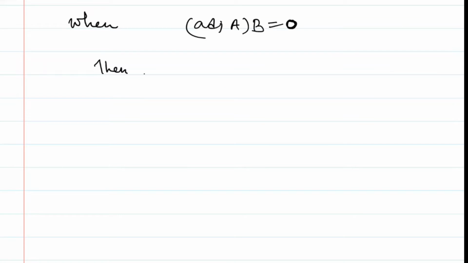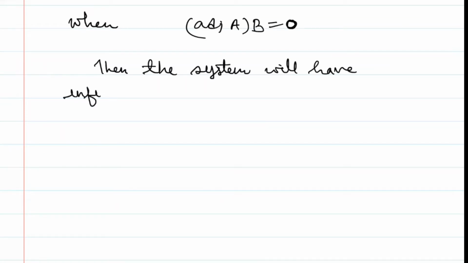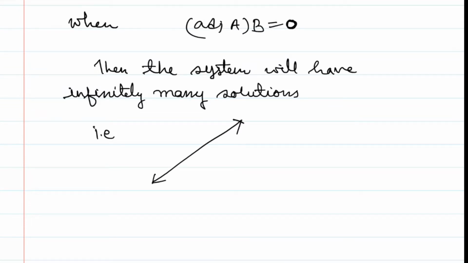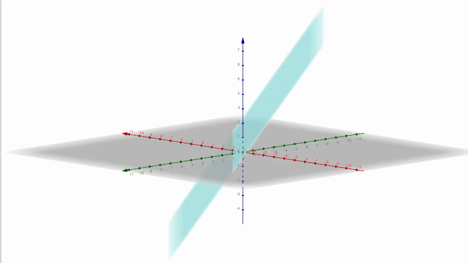Now when adjoint A into B is equal to 0, then the system will have infinitely many solutions. That is, when we have two equations in two variables, this situation is equivalent to two coincident lines. And when we have three equations in three variables, this situation is same as we have three different equations for the same plane. It means that we are representing the same plane using three different equations.